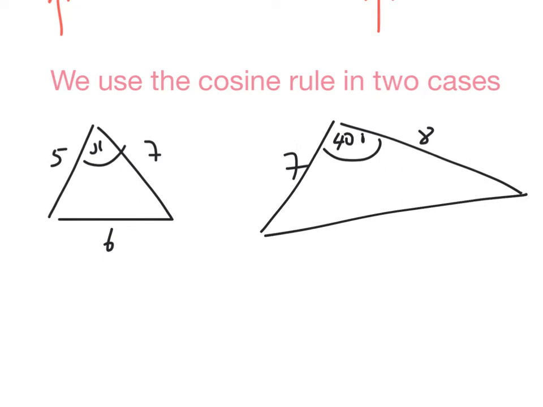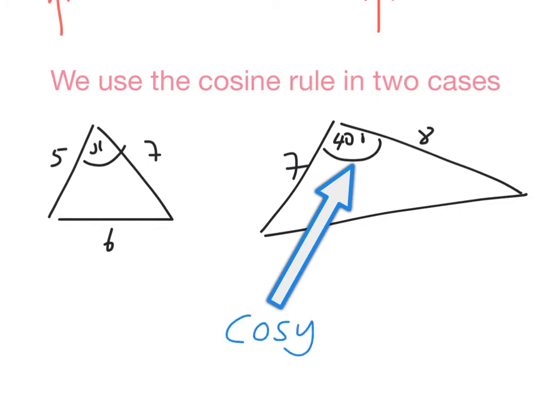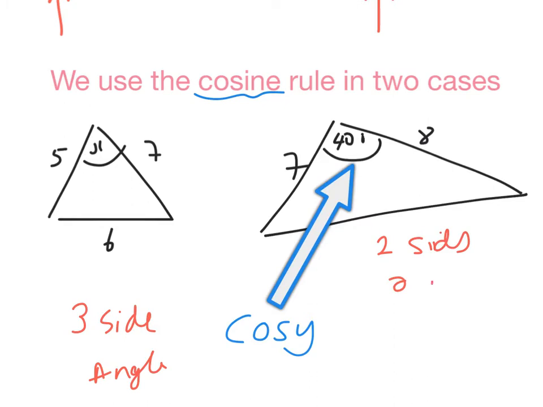Often people say that the angle you're looking for is very cosy because it's stuck in beside two sides. So some people will remember, oh, if it's a cosy angle, I will use the cosine rule. But for me, I always just try and think of it: if I've got three sides and I'm looking for an angle, I use it. And if I have two sides and an included angle, or a cosy angle as they say.